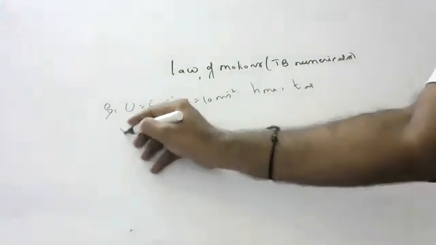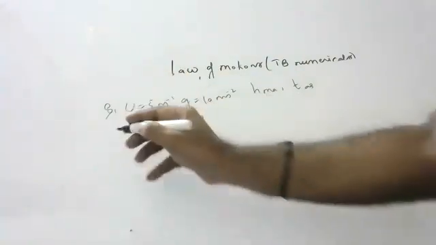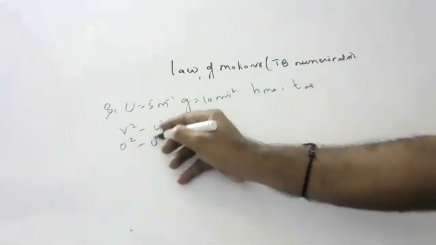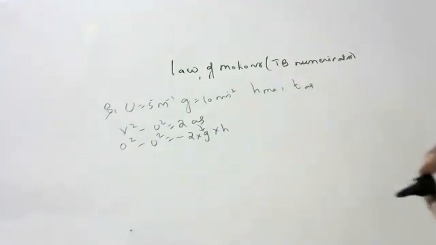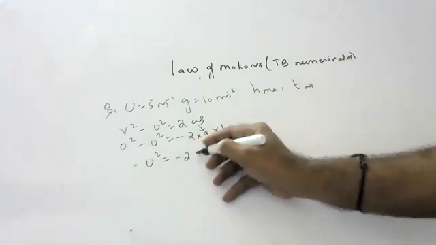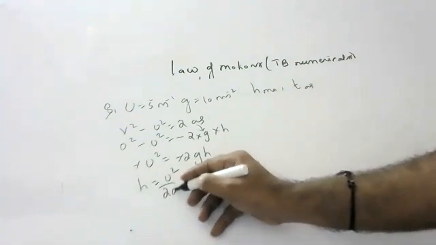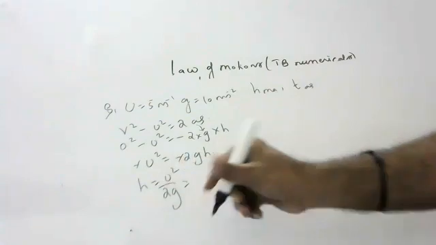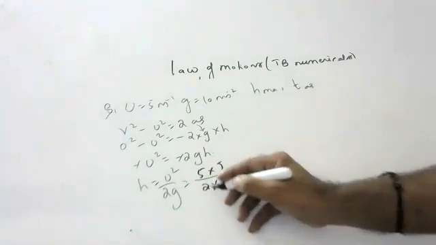Children, v square minus u square is equal to 2as. A body going up, at the highest point, final velocity is 0. Minus u square is equal to minus 2 into g into h. Why did I take minus here, children? Because it is going against gravity. Minus and minus cancel. h is equal to u square by 2g, the formula for maximum height attained by the body. So 5 into 5 by 2 into 10. How much?